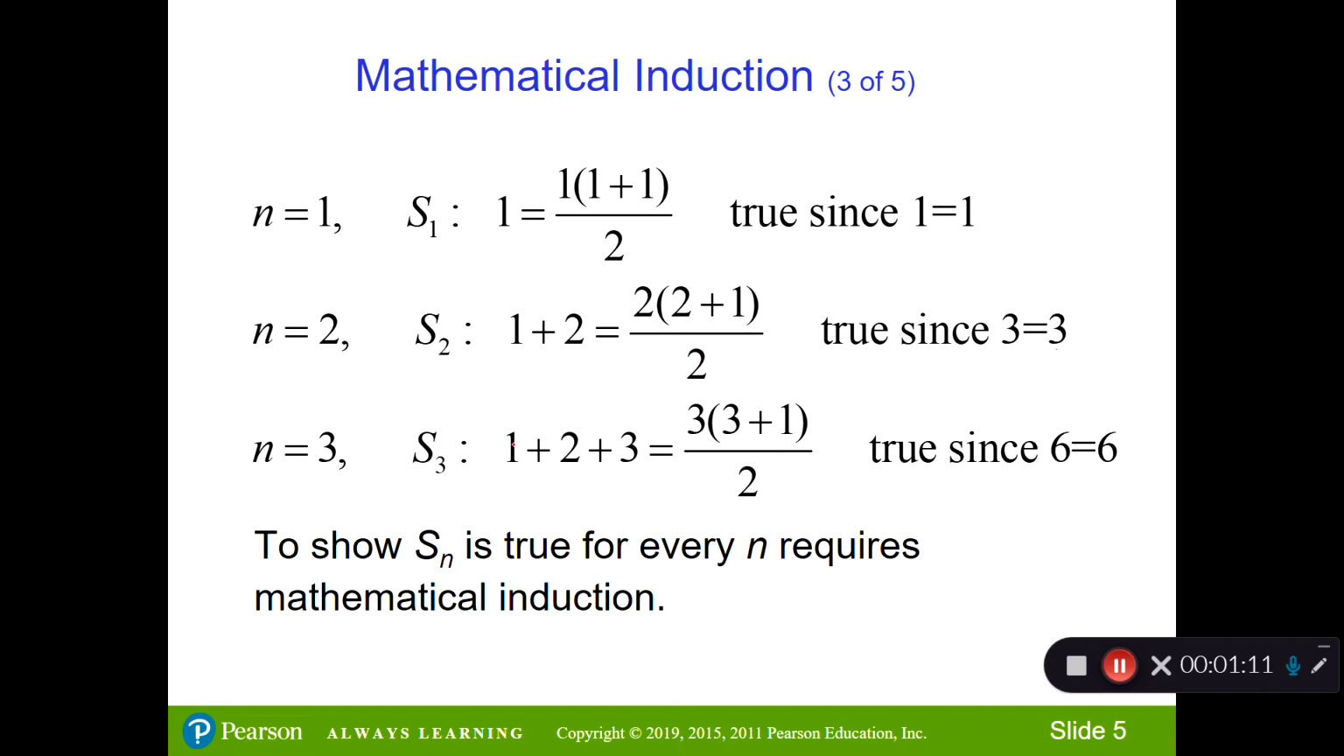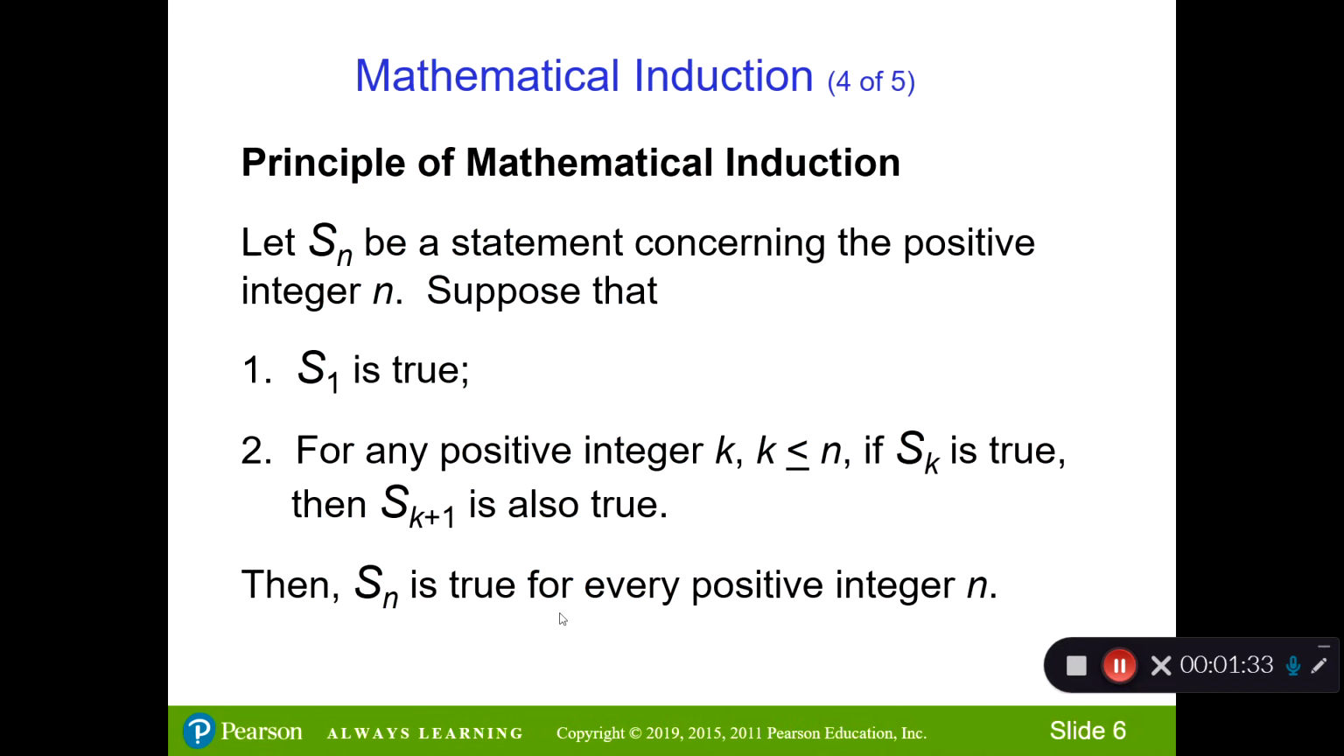If I plug in 3, 1 plus 2 plus 3, okay, that's 5, 6, is equal to 3 times 3 plus 1, so 3 times 4 is 12 over 2. 12 over 2 is 6. So we see it's true for the first 3 values. We suspect that it is true for subsequent values of n. To show that, we have to use the process of induction.